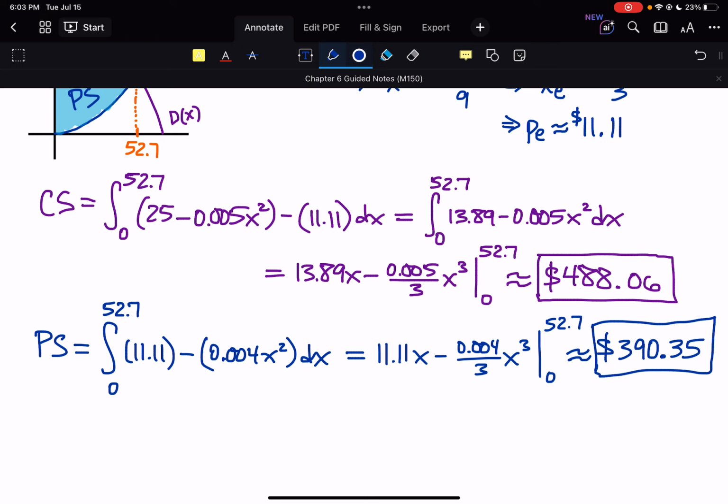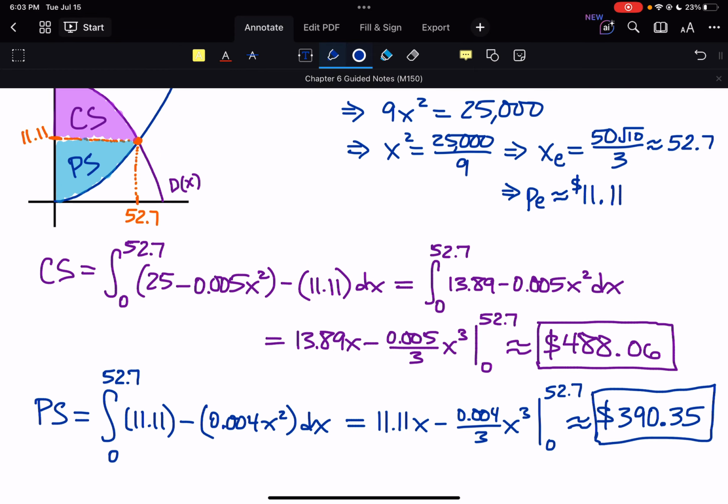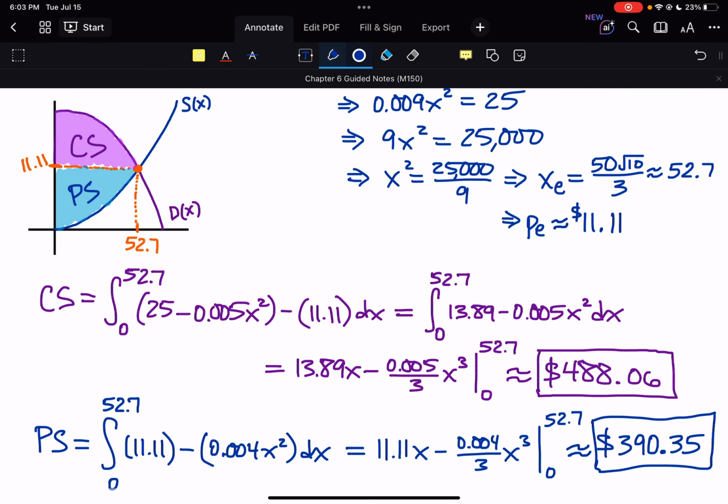So that means that by charging $11.11 for this product, the producers are gaining an extra $390 over what they would have been willing to make. And by paying $11.11, the consumers are saving $488 that they would have spent otherwise.